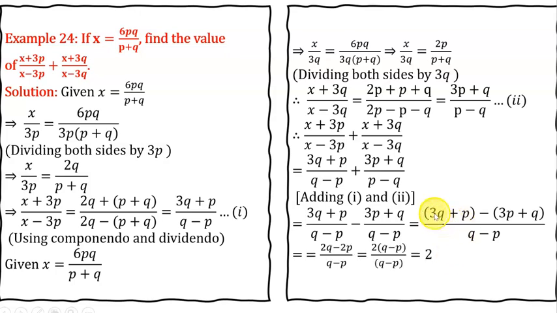Then you will have 3q minus q, which is 2q. Next, p minus 3p gives minus 2p. Again take 2 as common: 2 times (q minus p) upon (q minus p). q minus p and q minus p get cancelled, and overall that equals 2. And hence the addition of this is equal to 2.